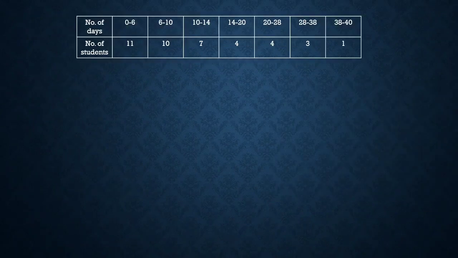Moving on to the 8th question. A class teacher has the following absentee record of 40 students of a class for the whole term. Find the mean number of days a student was absent. So we have to find the average number of days the students of a class were absent. So this is the data where the first row gives the number of days and the number of students in the second row.